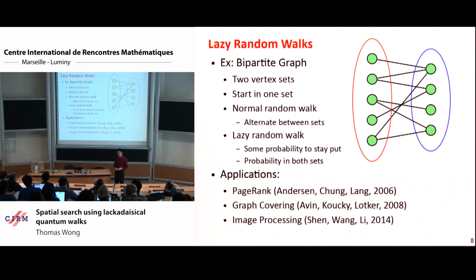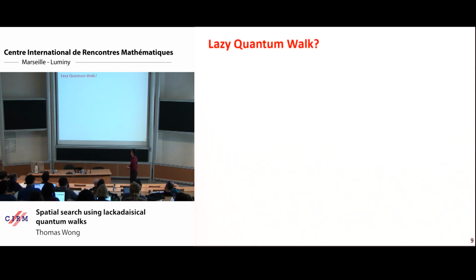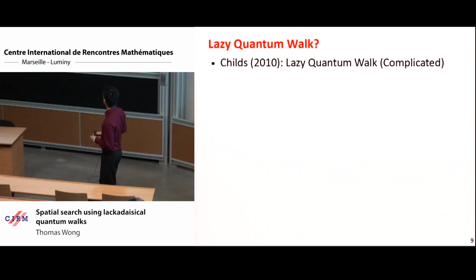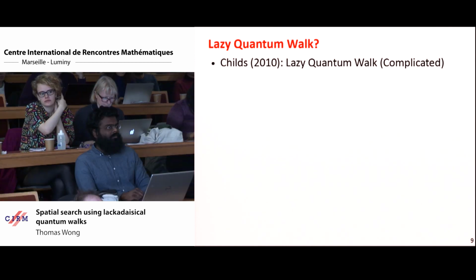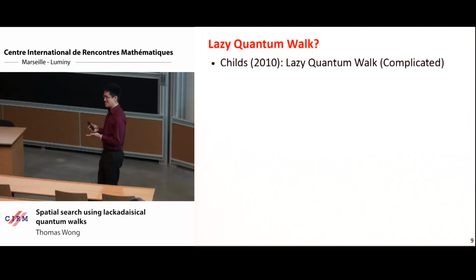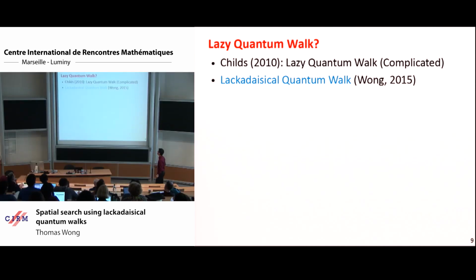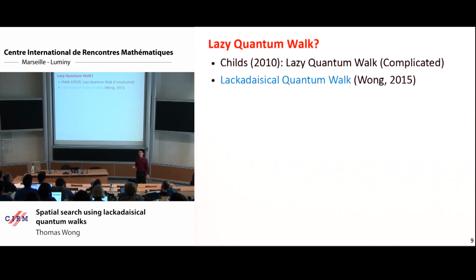And so a while back, I was thinking about whether or not there were some quantum analogs of this. And so Andrew Childs came up with one in 2010, which he called a lazy quantum walk, which was quite complicated. And so when I came up with mine, I needed a different name because lazy quantum walk was already taken. So I just looked up, what are synonyms for lazy? And I picked lackadaisical quantum walk. This is kind of a fun word, even if it's hard to say. So lackadaisical quantum walk. And so the idea here is very simple.